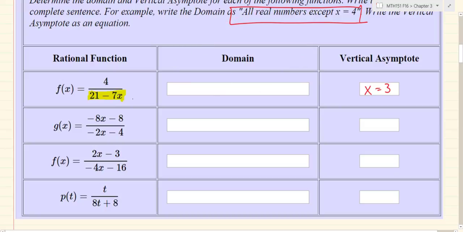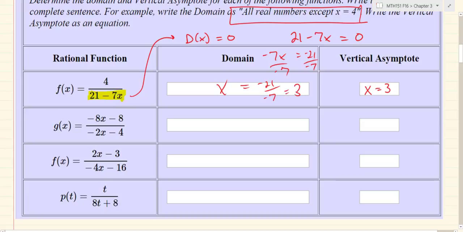Well, the idea that we're looking at is what makes d of x equal to 0? That's what you're trying to solve. What makes d of x equal to 0? And so you're just going to take 21 minus 7x equals 0. And you're going to solve this. You're just going to use algebra. So how about we subtract 21 from both sides? Negative 7x equals minus 21. Divide by negative 7, divide by negative 7. X equals negative 21 divided by negative 7, which is 3.